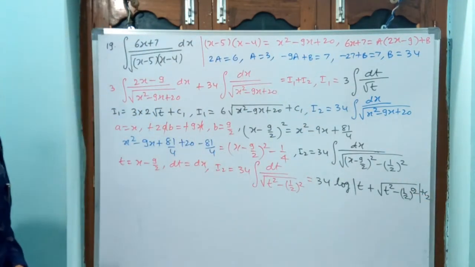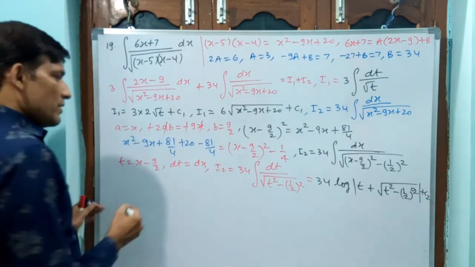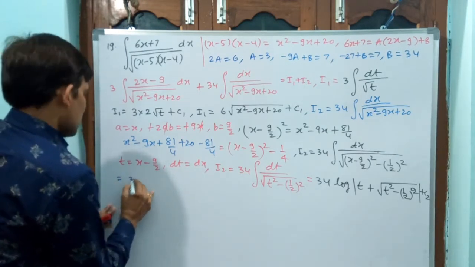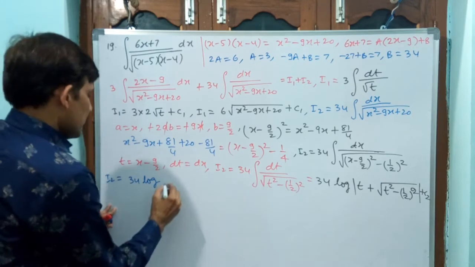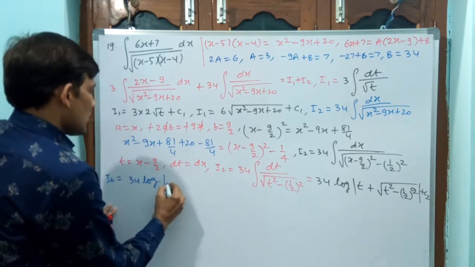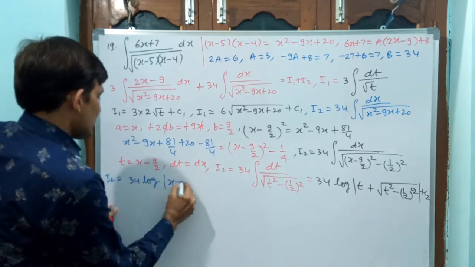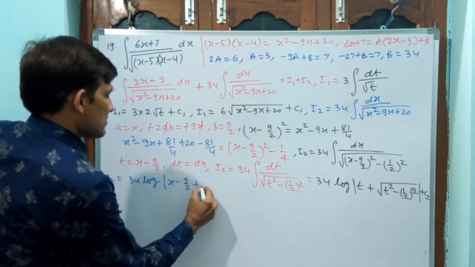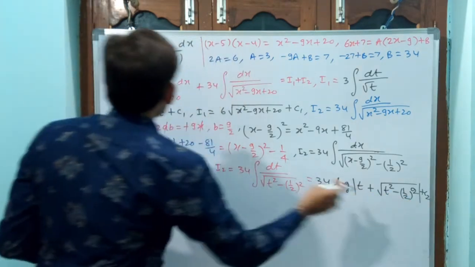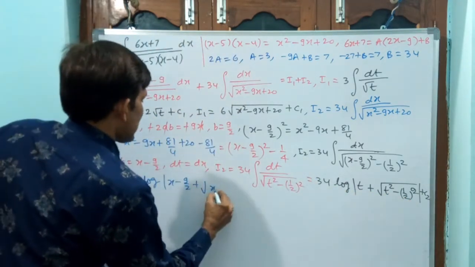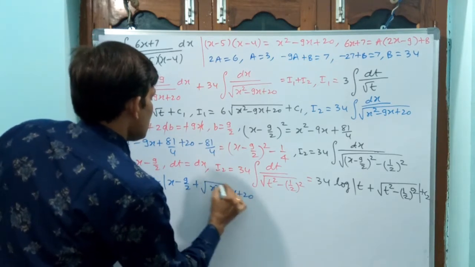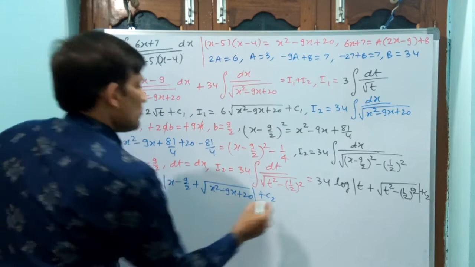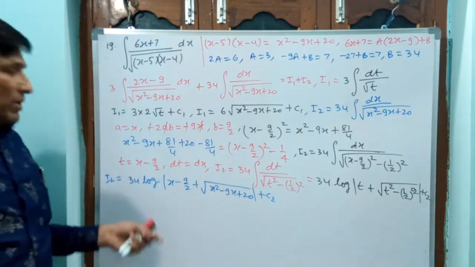Now you substitute t. That is equal to 34 log. This is I2. 34 log modulus of t means how much? x minus 9 by 2 plus square root of, now this entire thing you copy, x square minus 9x plus 20, plus C2. See, this will be I2.